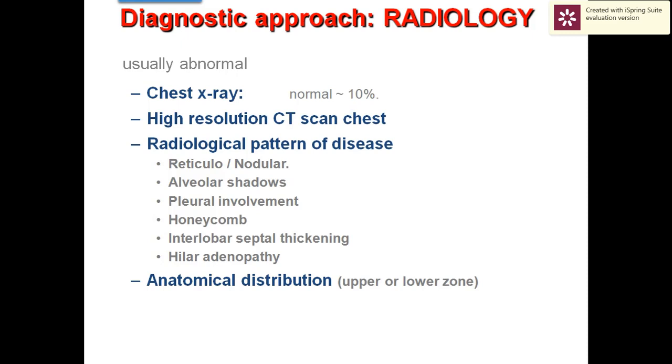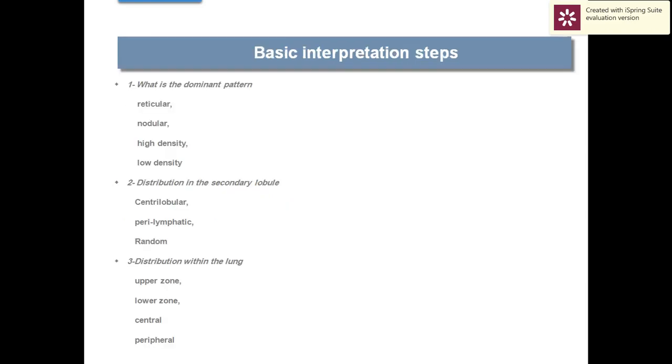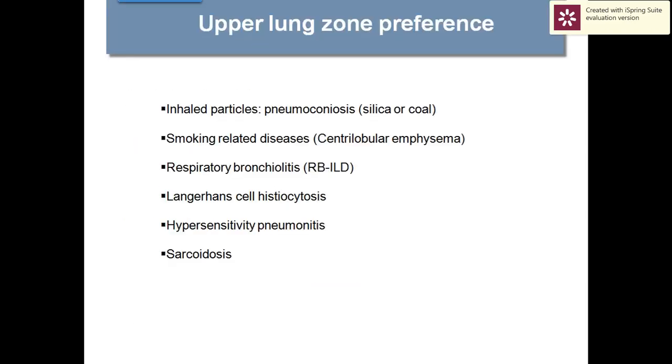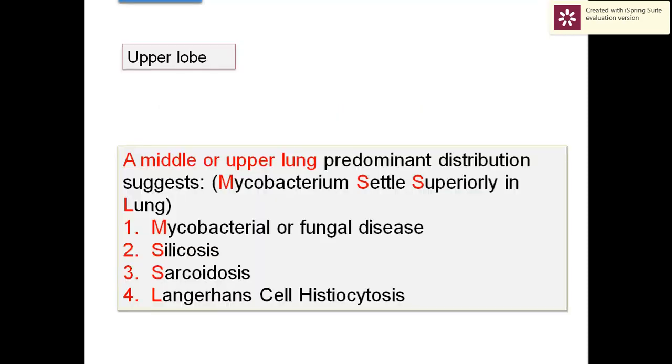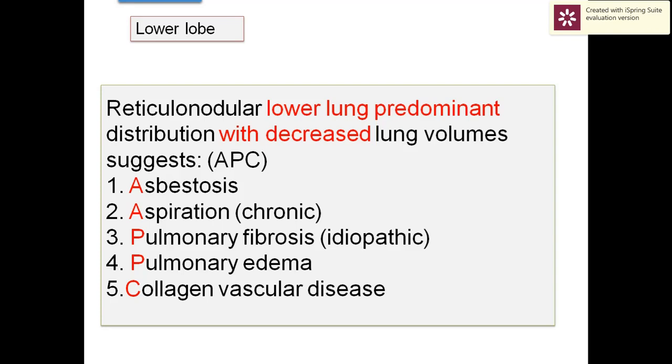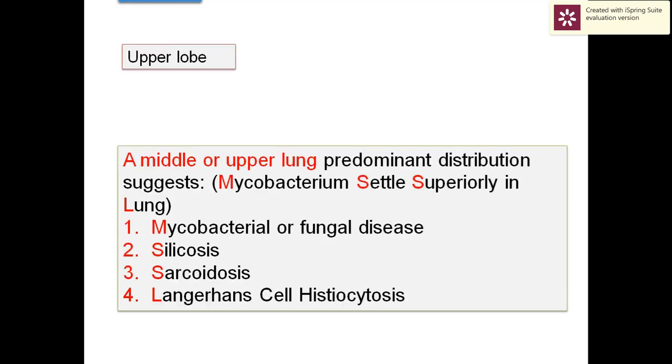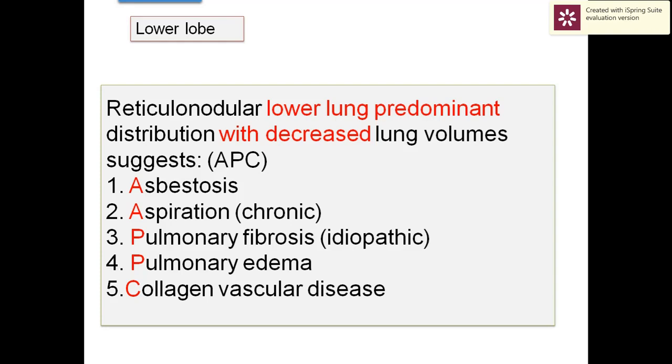And here comes the question, what causes upper zone or lower zone involvement, upper zone involvement reticular shadow or lower zone lung fibrosis. Upper zone preference, people always have silicosis, sarcoidosis, HP, Langerhans cell histiocytosis, respiratory bronchitis. Upper lobe, as we said. TB infectious disease can result in scarring and can affect upper lobe also. Lower lobe, asbestosis can affect the lower lobe predominant distribution.